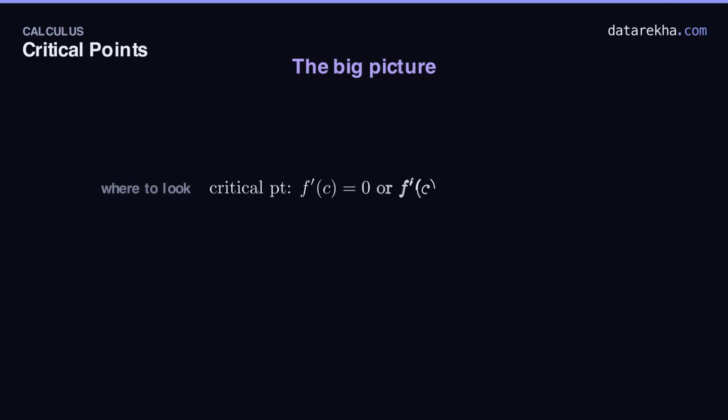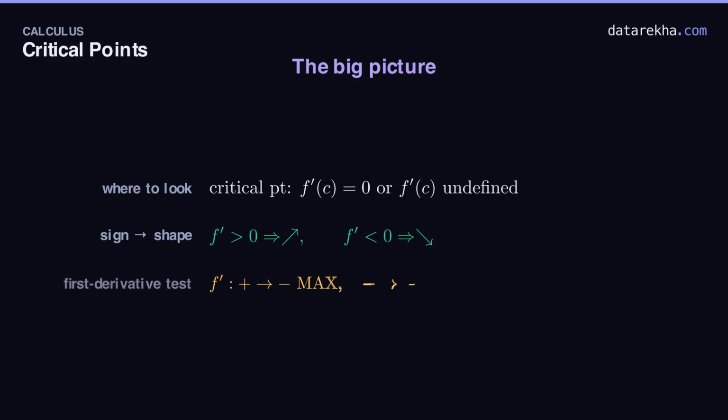Let's lock it in. Critical points are where the derivative is zero or undefined. The only places, along with endpoints, a local peak or valley can hide. The sign of the first derivative gives the shape. Positive means rising, negative means falling. The first derivative test classifies each by its sign change. Plus to minus is a maximum. Minus to plus a minimum. No change, neither.